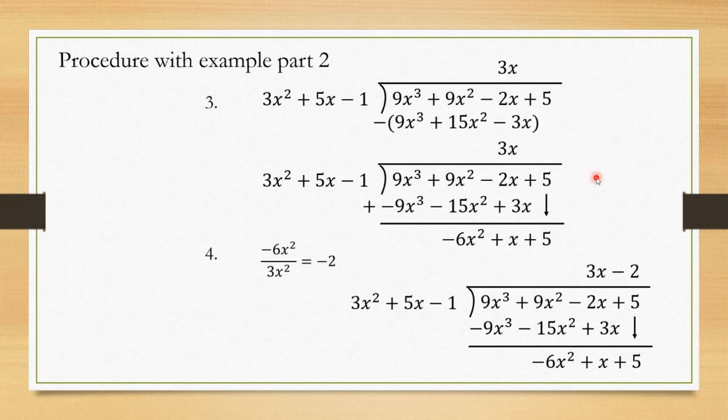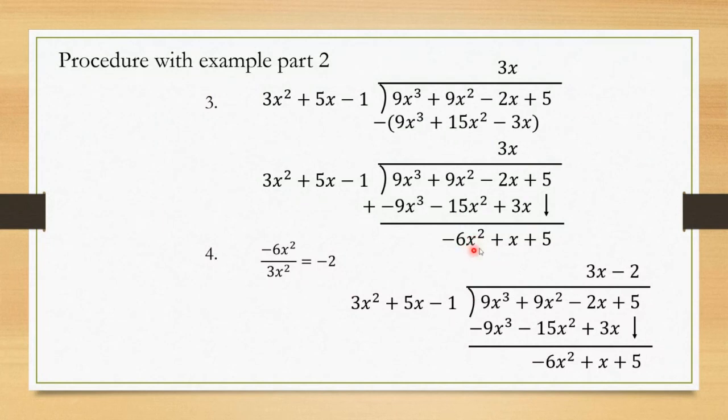Okay. So now, notice the degree of this difference equals the degree of the divisor. So we have to repeat the process. You stop once you either get 0 or the degree of this difference is less than the degree of the divisor. So we have to do the process again. But now this is our new dividend. So that's right.